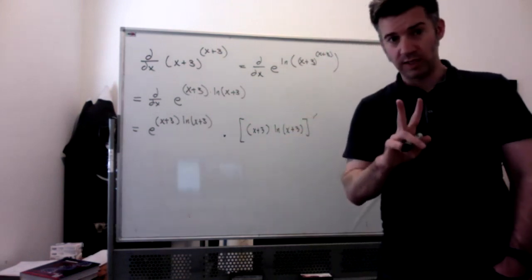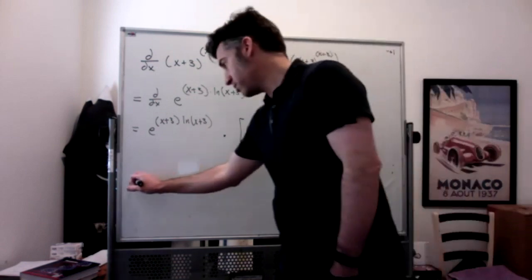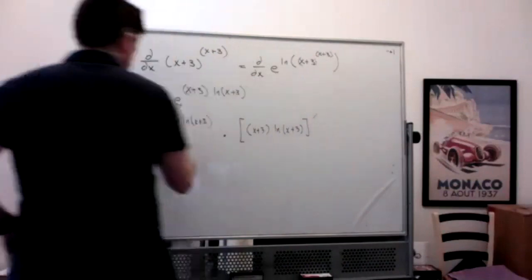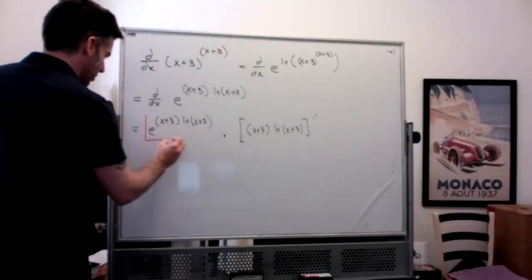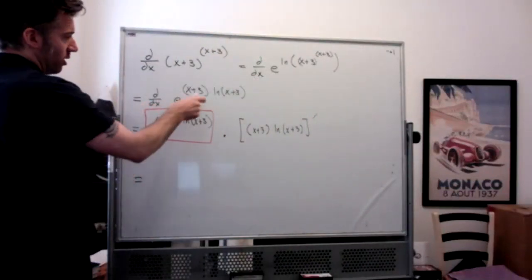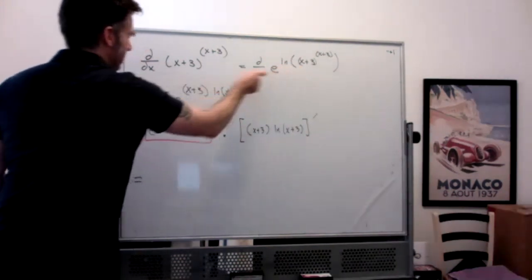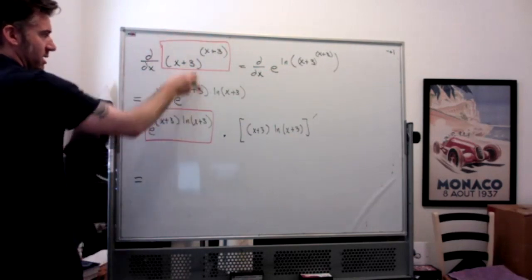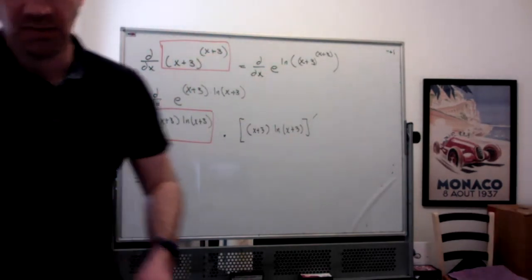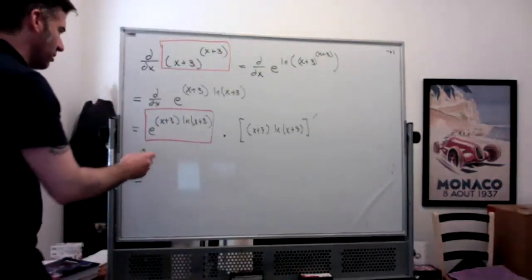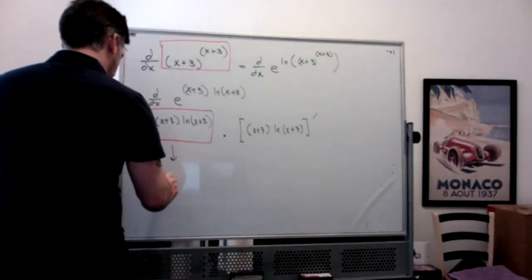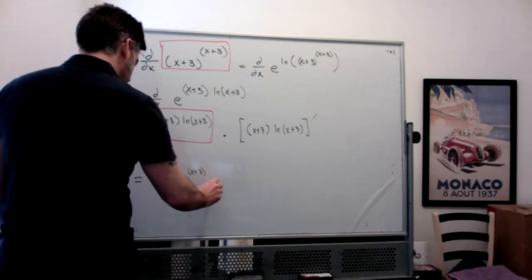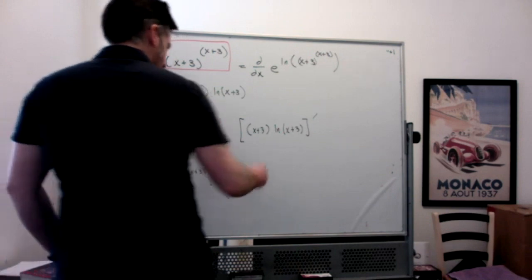Okay, let's do two things in the next step. Thing one, we're going to rewrite e to the x plus 3 times the natural log of x plus 3 as, well, this is equal to this. So those are the same. We're going to rewrite this as this. It's not absolutely necessary, but it is pretty typical. So that's just x plus 3 to the x plus 3. Then we're going to multiply that by the derivative of this stuff.